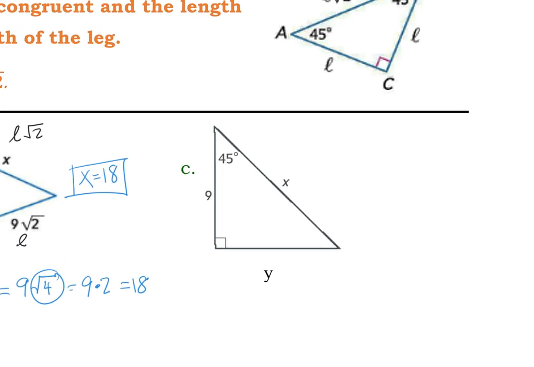All right, this is another simple one, just like that first one. The leg is 9, so my other leg is also 9. And the hypotenuse, not having to think or do too much math, is going to be 9 radical 2. All right, so those are my answers right there.